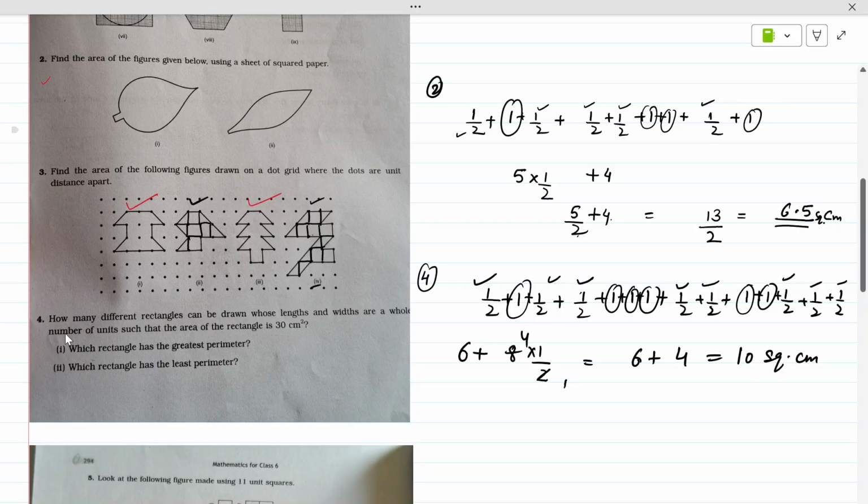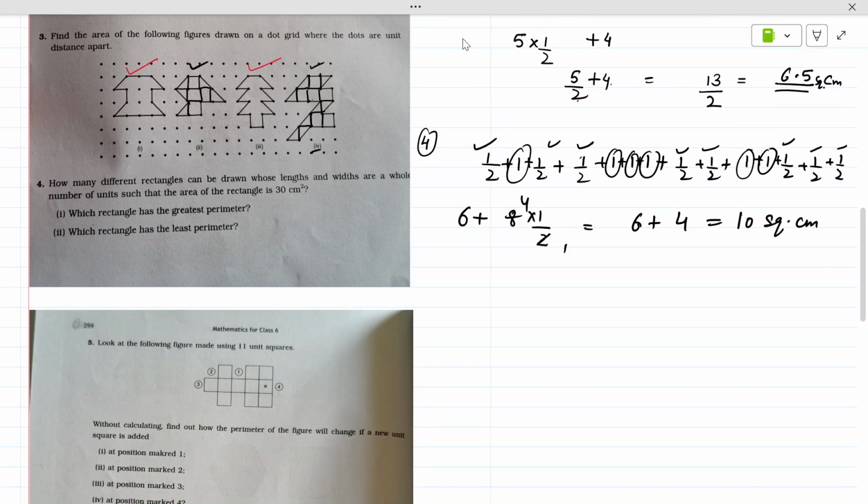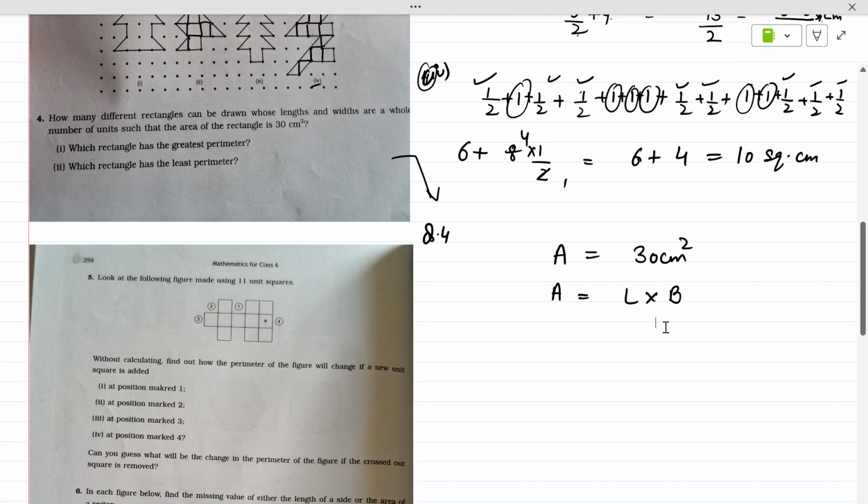Now let us go to question number 4. What it says is, how many different rectangles can be drawn whose length and width are a whole number of units such that area of a rectangle is 30 centimeter square? So we know that area is 30 centimeter square given to us. Also we know that we are talking of a rectangle, so area is length into breadth. Now what it is saying is that what are the different combinations of length and breadth where both are whole numbers, not decimals, which when multiplied together give us the area 30.